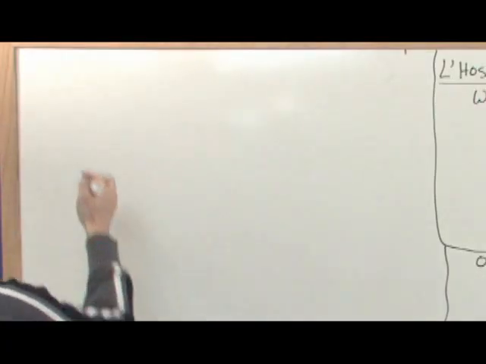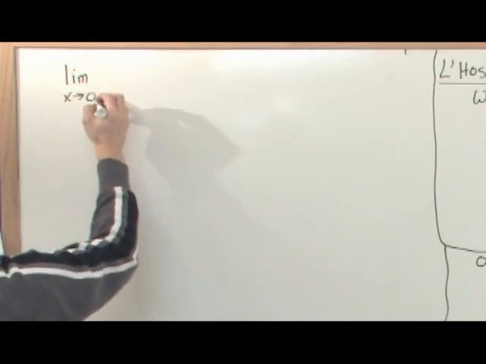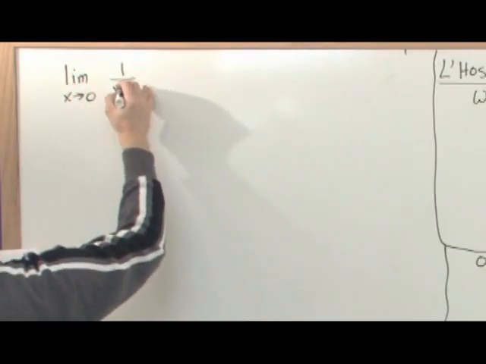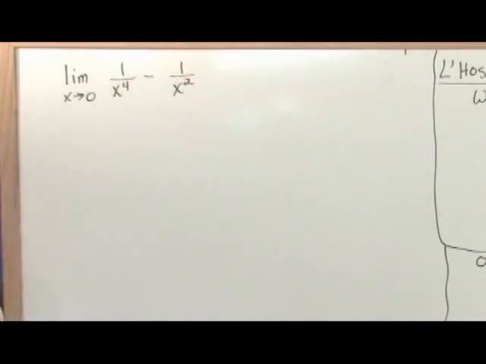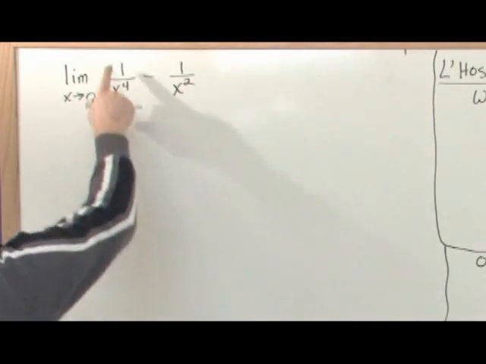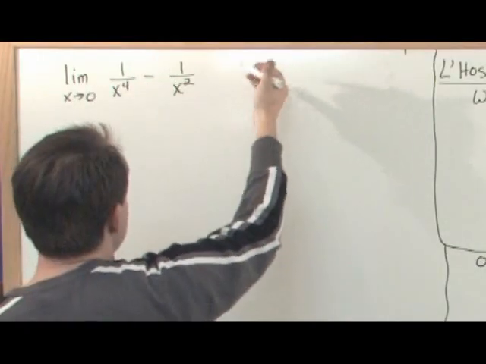Now let's do one that we haven't done before. What if we have the limit as x goes to 0 of 1 over x to the 4th power minus 1 over x squared? Okay, what form do we have here? I think it's pretty easy for you to see. 1 over 0 to the fourth is infinity. 1 over 0 is infinity.